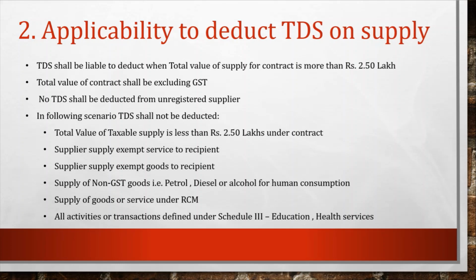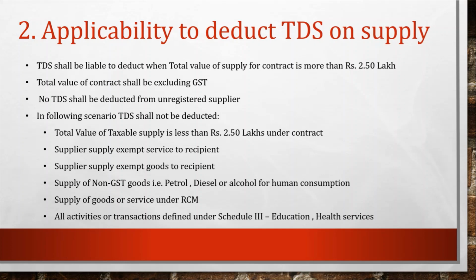Goods which come under the category of non-GST, like diesel, petrol, alcohol for human consumption, in that case it is also not applicable. Where the supplier had issued an invoice for any sales of goods in respect of which tax was required to be deducted at source under any VAT law before 1st of July 2017, in that case it also does not apply. Second case, all activity or transactions which are defined under Schedule 3, it is also not applicable in that case.